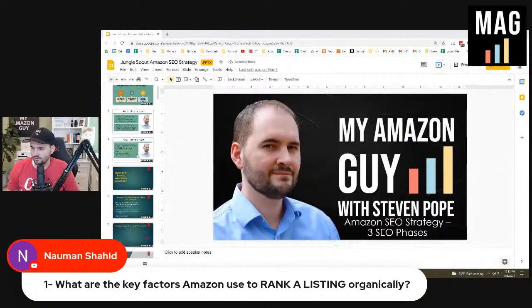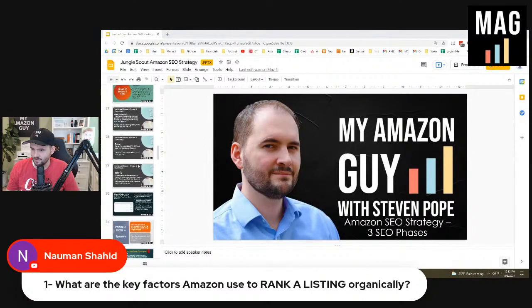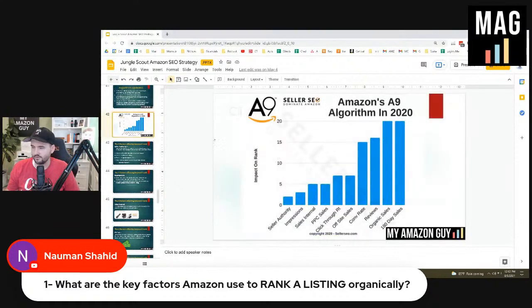And in here, there is a particular slide that I refer to. I'm looking down the list to see if I can find it. This is it. All right. So right here, this chart explains what ranking factors are used according to the A9 algorithm update in 2020. We don't have any 2021 algorithm update percentages, so it could have shifted somewhat from this particular snapshot.